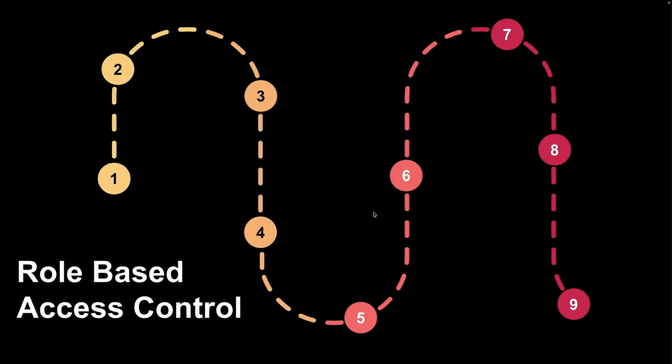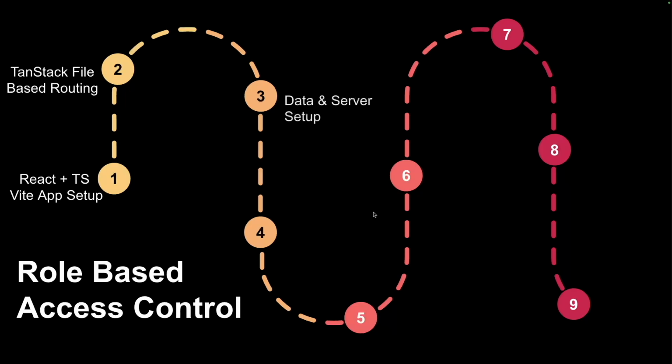So we will first start with the React TypeScript app setup for our type-safe frontend. Then we are going to install the TanStack Router for seamless file-based routing. Next, we are going to have our data and the server setup. Once we have the server setup, we are going to define the centralized roles and permissions for clean and maintainable code. Next, we are going to have our Axios and API integration, and that will simulate real-world scenarios.